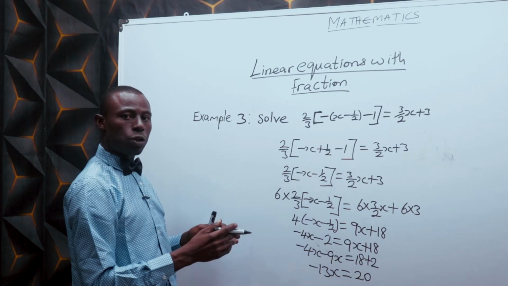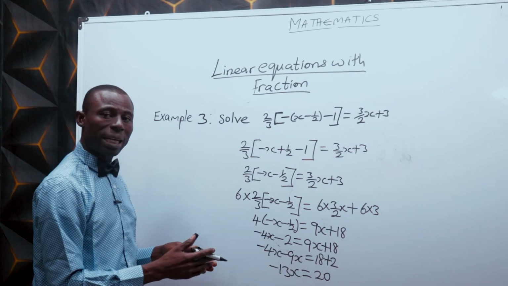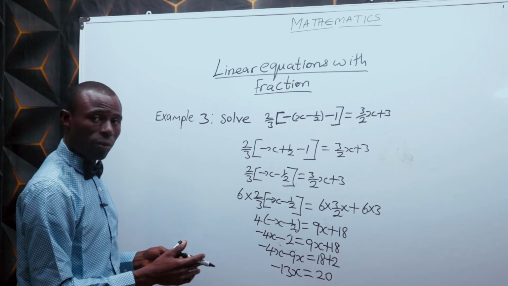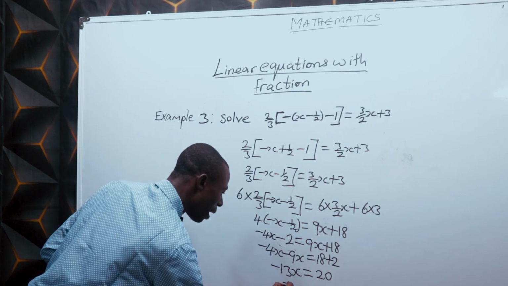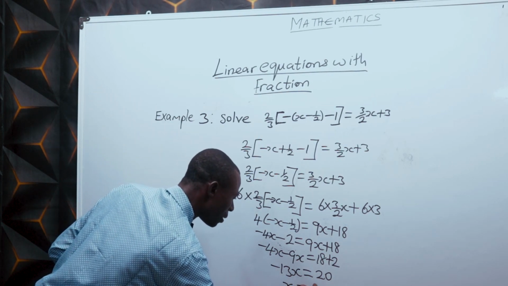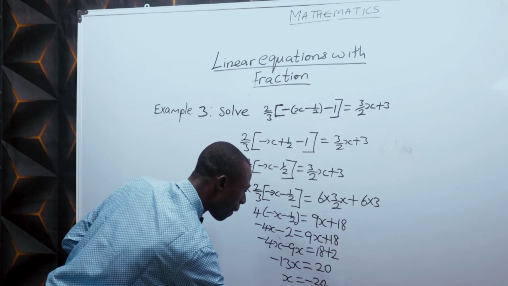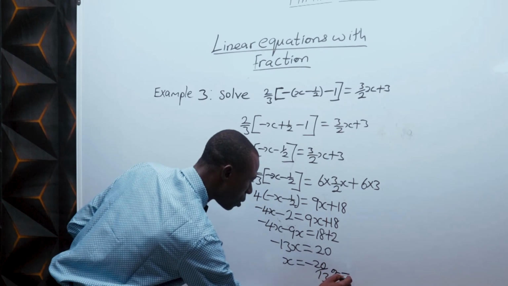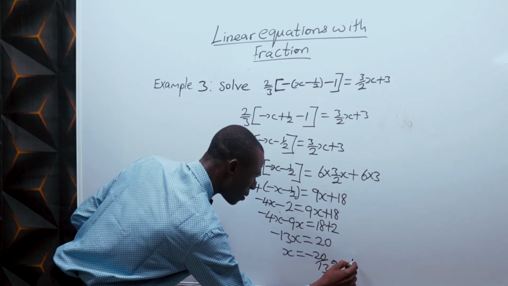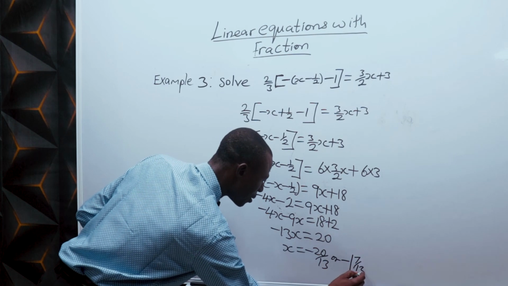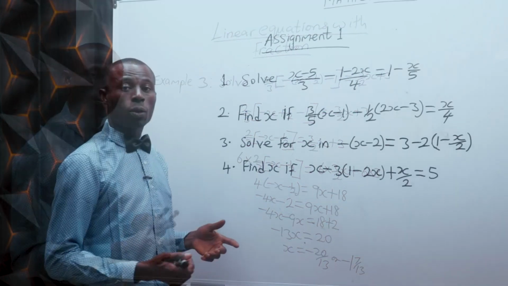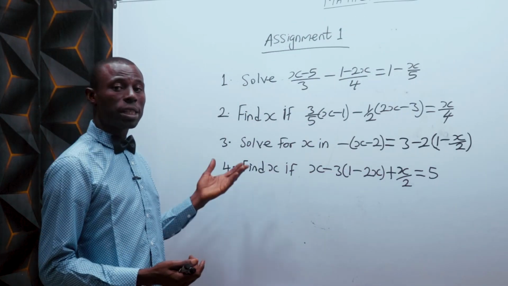And finally, you divide both sides by negative 13, which is the coefficient of x, to give x equals negative 20 over 13, or negative 1 whole number 7 over 13. We have come to the end of linear equation.